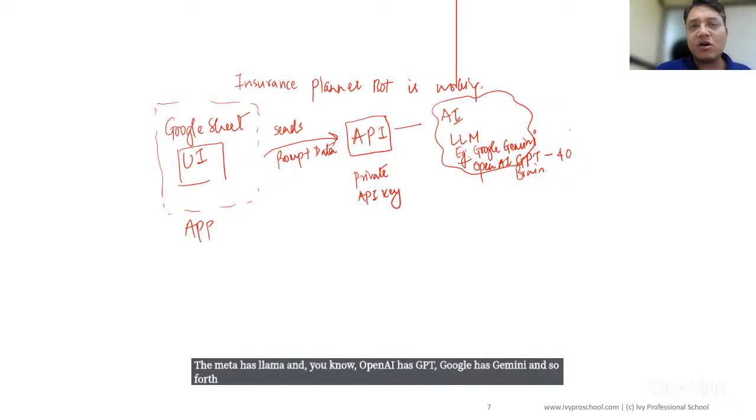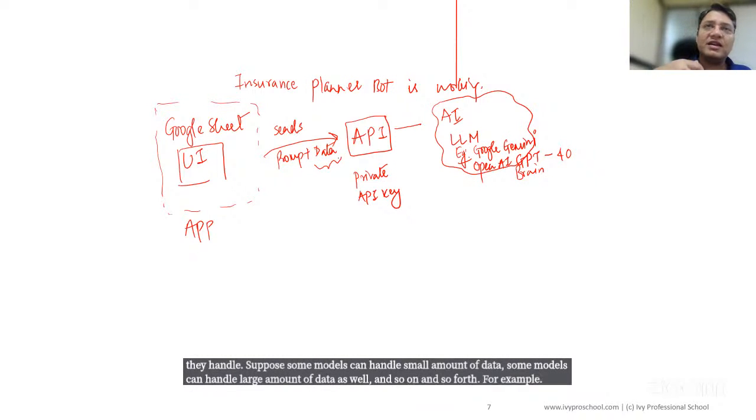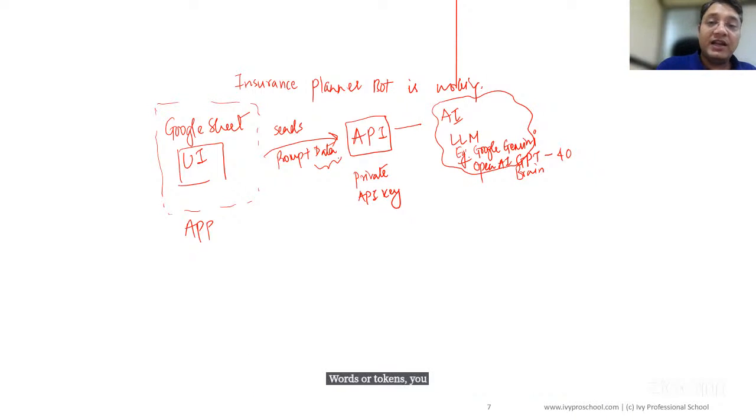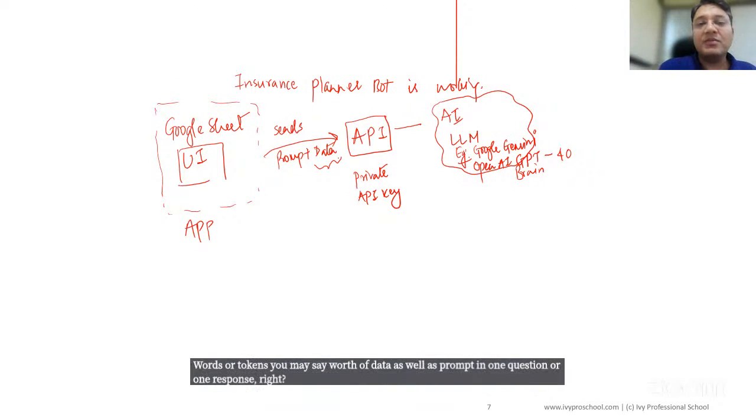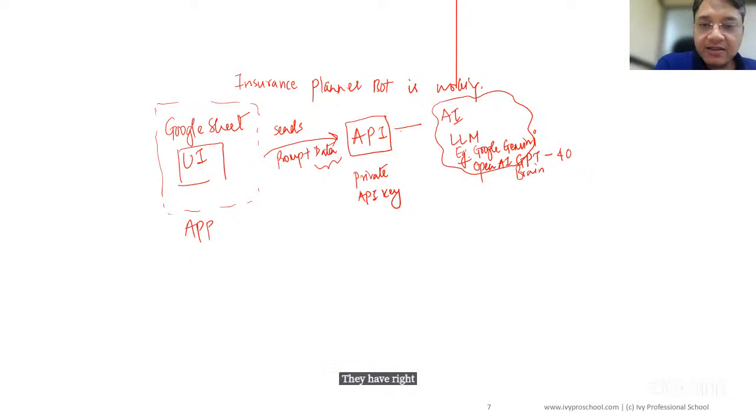And then various models, and how they differ from each other is based on how accurate they are, and how much context or how much data they can handle. Some models can handle a small amount of data, some can handle a large amount of data as well. For example, Google Gemini claims that they can handle up to 2 million words or tokens, you may say, worth of data as well as prompt in one question or one response, right? Whereas some of the other models may have lesser capability. So they differ in terms of how much data and prompt they can handle and how much accuracy they have, right?